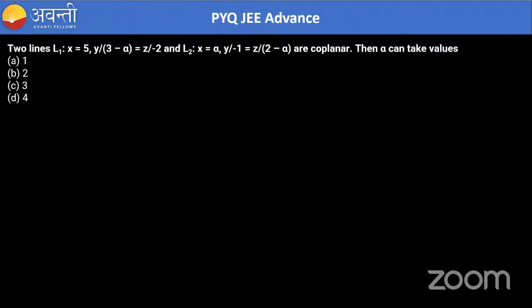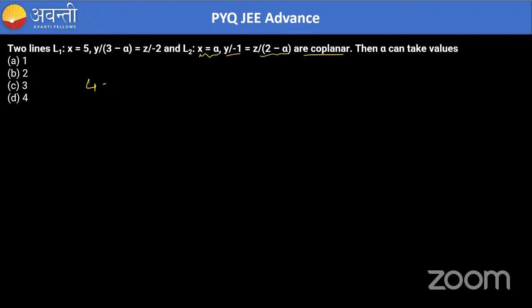Two lines L1: x = 5, y/(3 - alpha) = z/(-2), are collinear. And L2: x = alpha, y/(-1) = z/(2 - alpha), are coplanar. Then alpha can take values, right?